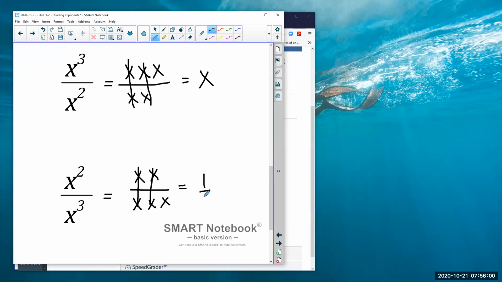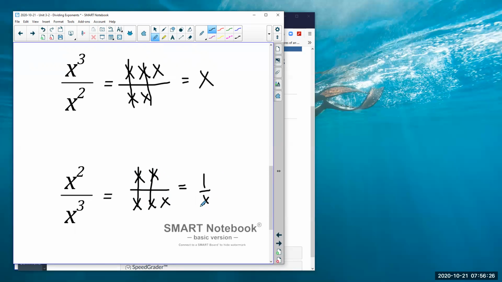Now, a really common thing that people will do is say, well, all the x's are gone on the top, so that's 0, and so this is 0. No, the x's aren't 0. The x's are 1s. They turn into 1. This is x divided by x, that's 1. X divided by x is 1. And so we have 1 in the numerator and an x in the denominator, and so we get 1 over x.